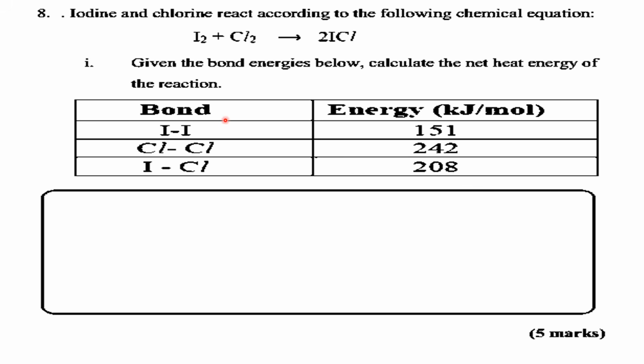So we are asked to calculate the net heat energy, which is the same as the enthalpy change. Calculate the enthalpy change from this reaction, given this data here. To calculate the net energy, we shall use the formula: the energy of the products minus the energy of the reactants. This is the enthalpy change of formation of that. It's going to be equal to the enthalpy of the products minus the enthalpy of the reactants.